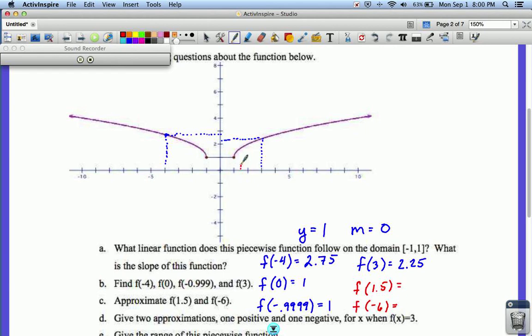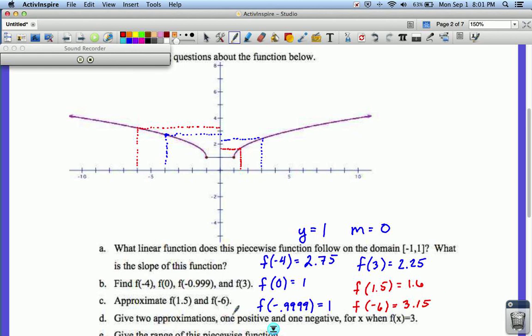So 1.5 puts us here. If that's 1 and that's 2, this is, I don't know, 1.6-ish. F of -6 takes us across, maybe like 3.1 or 3.2. How about 3.15?